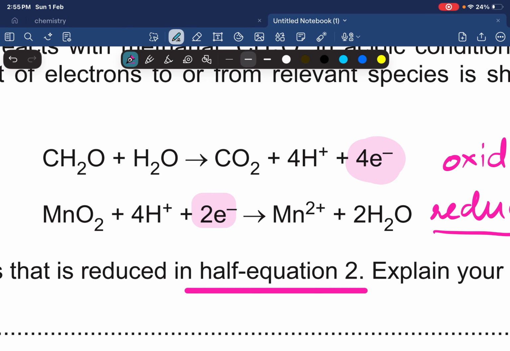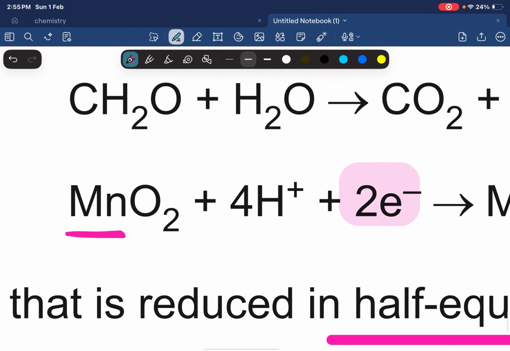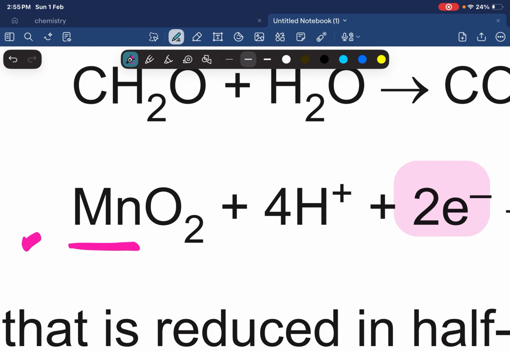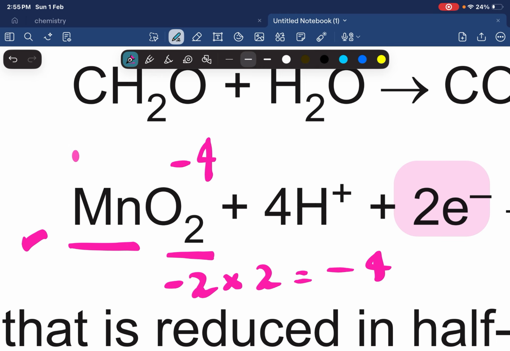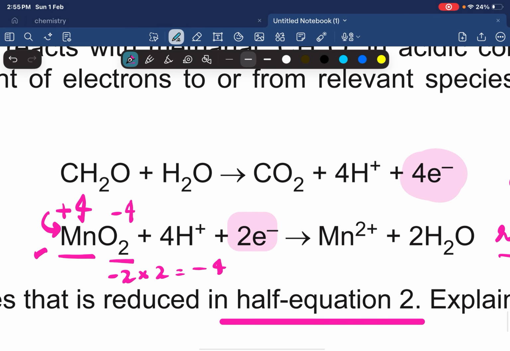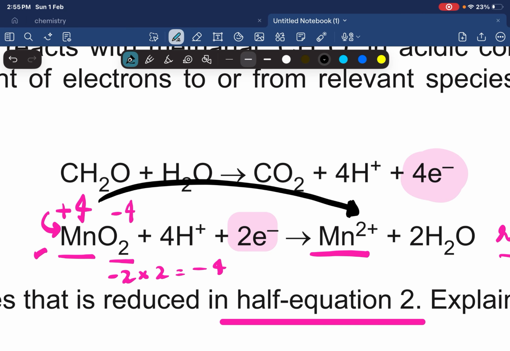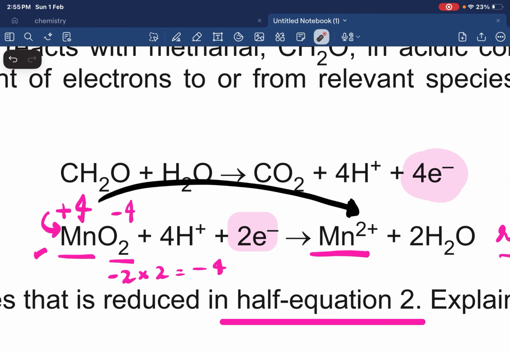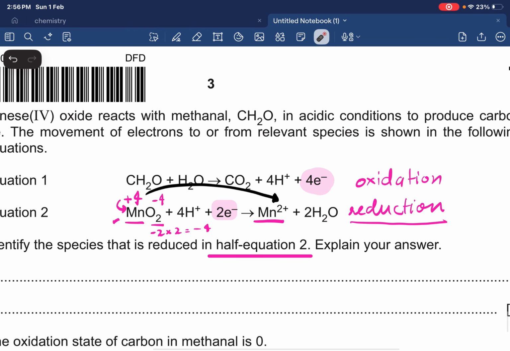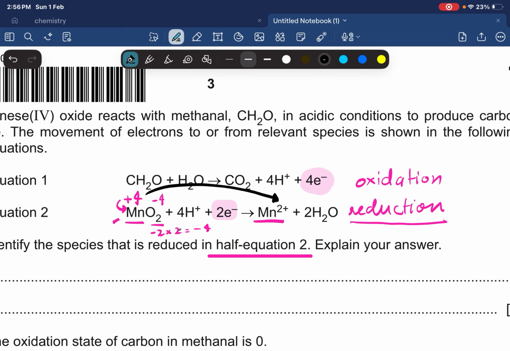If you look at Mn in the first equation, since oxygen is a -2 and you have 2 oxygen, -2 times 2 gives you a -4. So oxygen is a -4. To balance out this -4, you've got to have a +4. So Mn is a +4 over here, and over here Mn is a +2. So when you move from +4 to +2, a decrease in your oxidation number is happening. So this is your decrease in oxidation number. So identify the species that is being reduced.